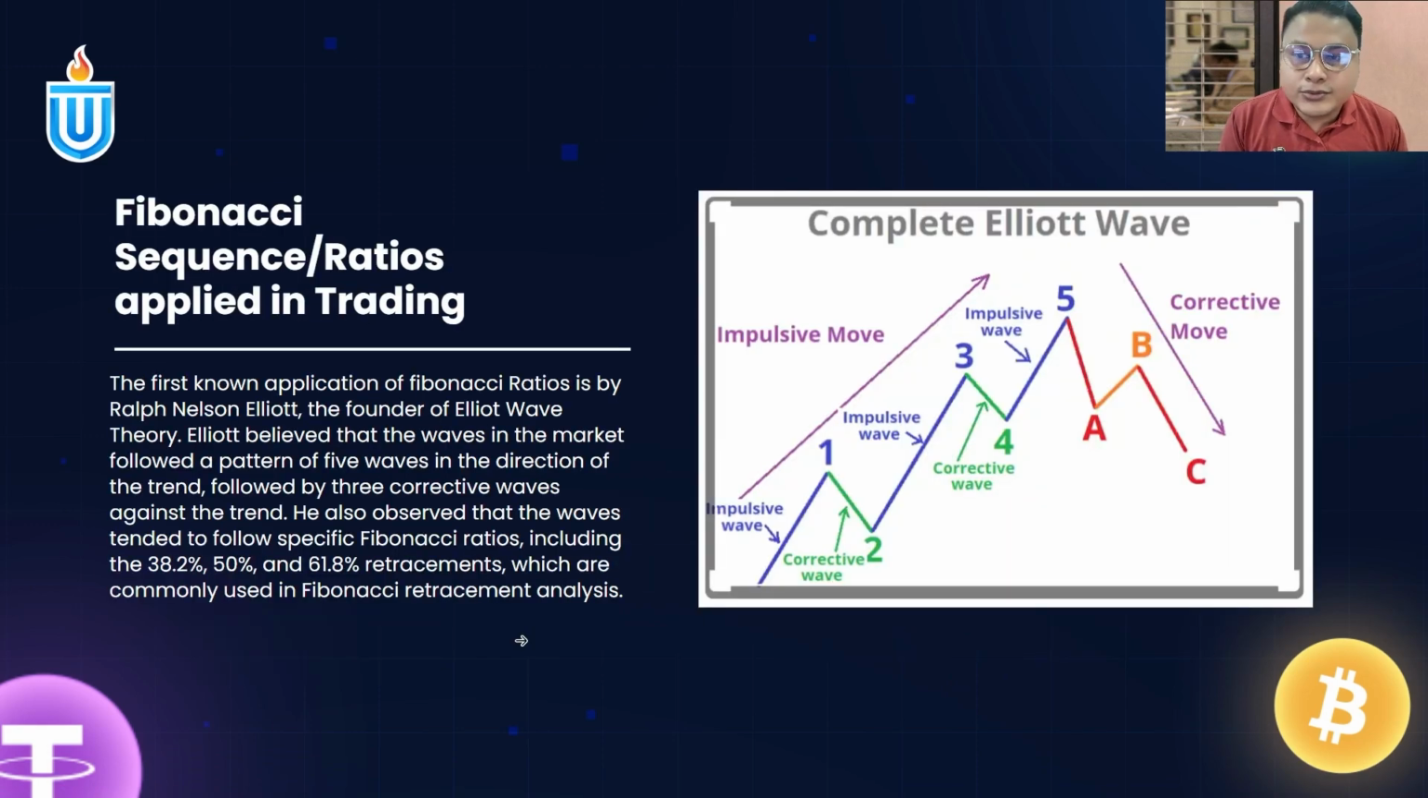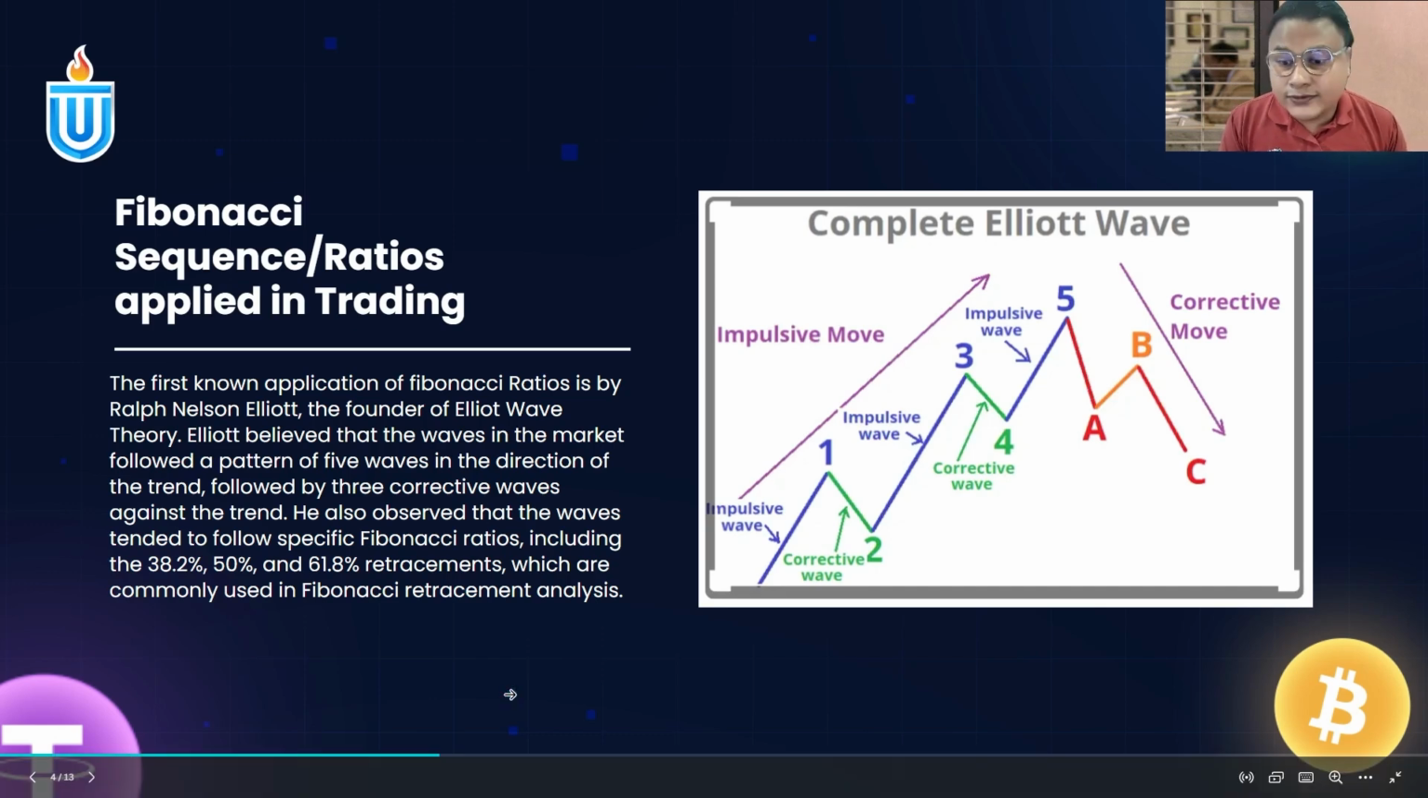So yung Fibonacci sequence and Fibonacci ratios, di kalaunan napansin ng isang technical analyst or isang market technician na pwede pala siyang i-apply in the financial markets or in technical analysis basically. So, yung first known application ng Fibonacci ratios is by Ralph Nelson Elliott, yung founder ng Elliott wave. So, yung Elliott wave is basically market cycle theory, no? Or parang ano siya, like the Wyckoff theory.